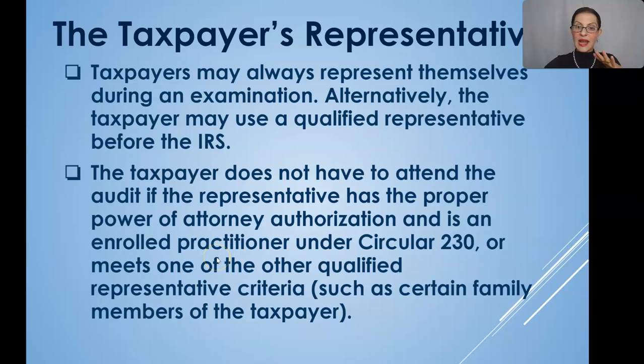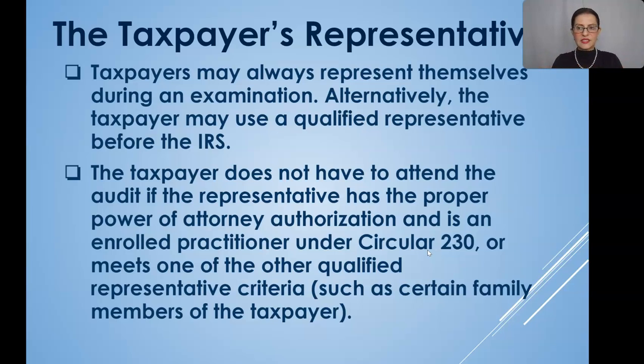Taxpayers can always choose to use a qualified representative before the IRS. So taxpayers do not have to attend the audit if they have hired a qualified representative and the representative has a proper power of attorney authorization and is an enrolled practitioner under Circular 230. So for example, if you have a client that hires you and you're an enrolled agent, an attorney, or a CPA, and that client has signed the Form 2848 in order for you to represent them, many times the IRS examiners will say, oh, I want to talk to the client, or you have to bring in the client, or there's questions that I need to ask that client. The IRS can't actually compel the client to appear without an administrative summons.